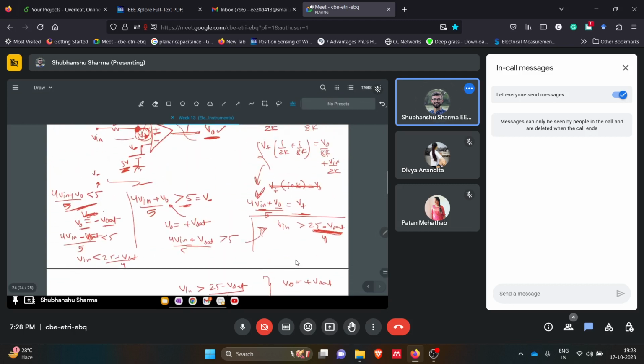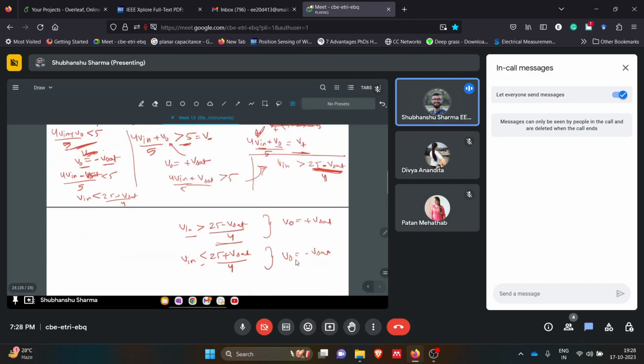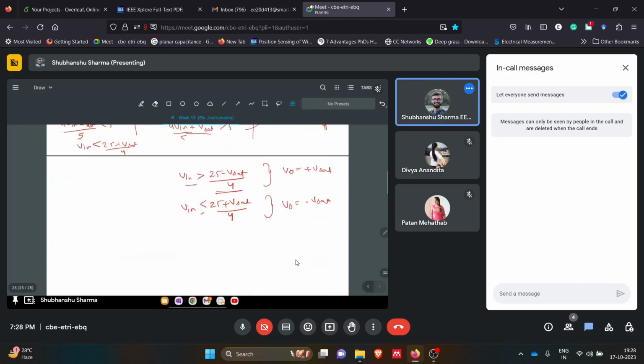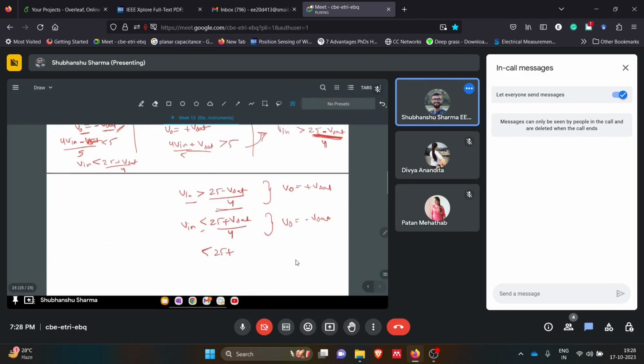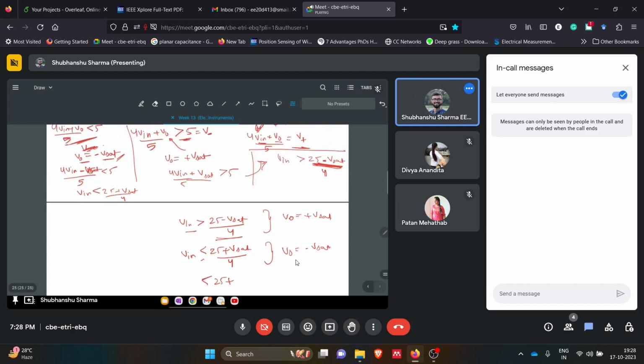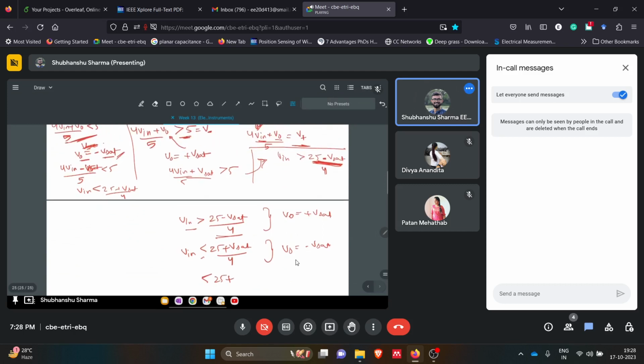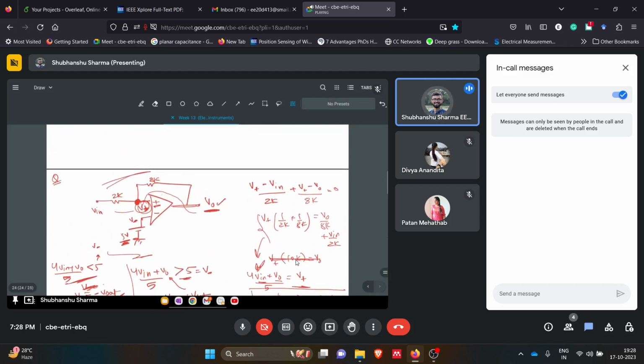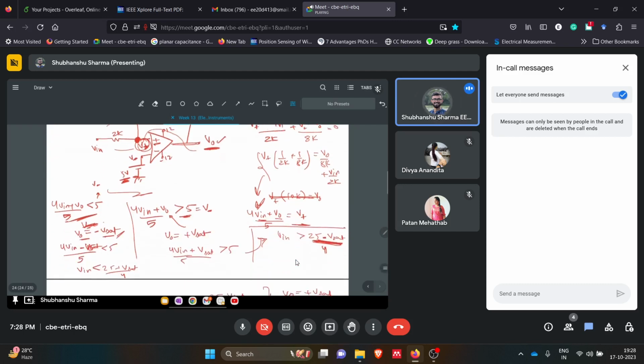Is it? Yes. That's what we have been told. So if we put this here, then it will be 25 plus V saturation, which is what? I think in the question it was given, 12. In the question, this 12 supply was there: 12 here, minus 12 here. So this was 12 minus 12.